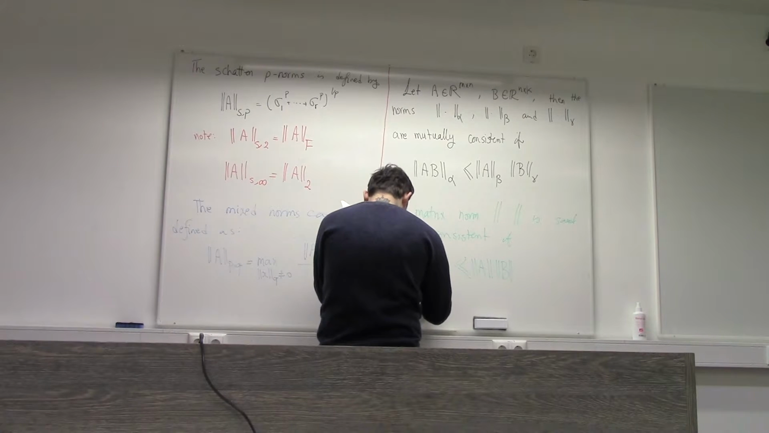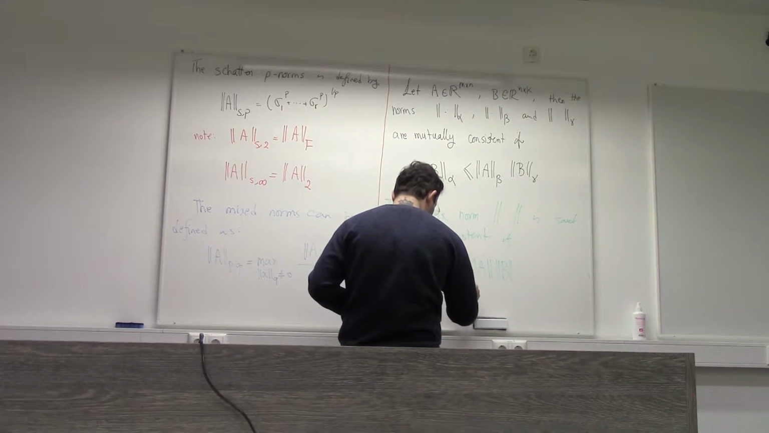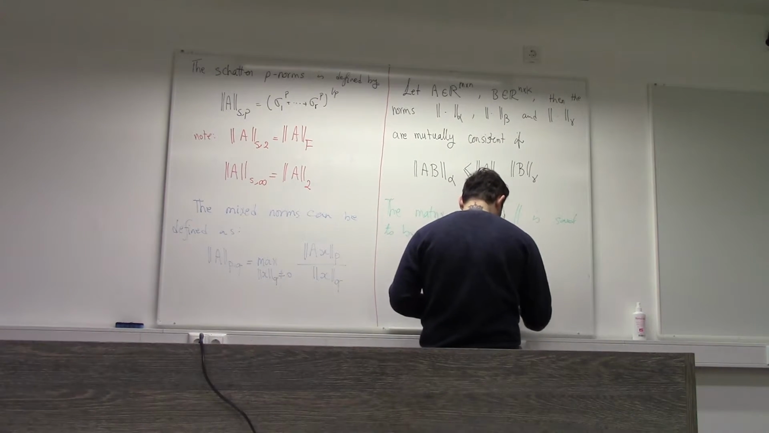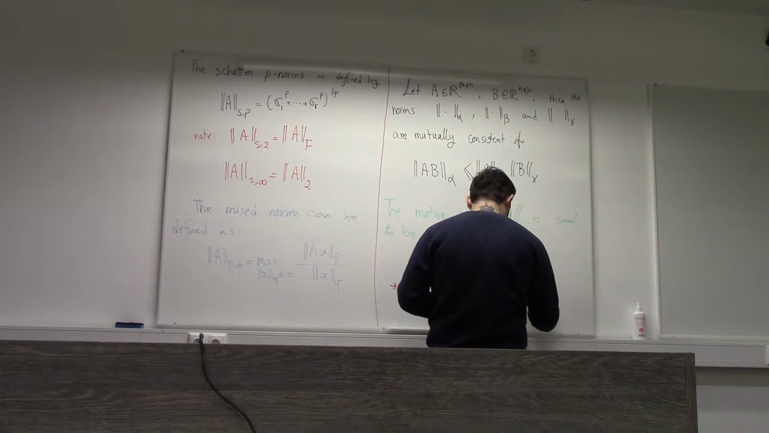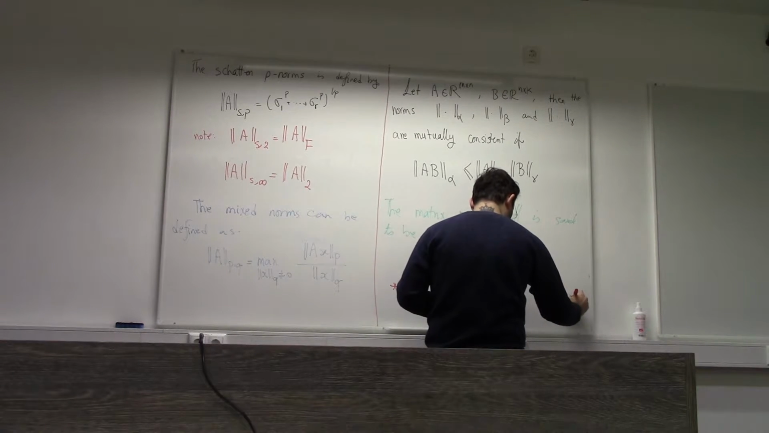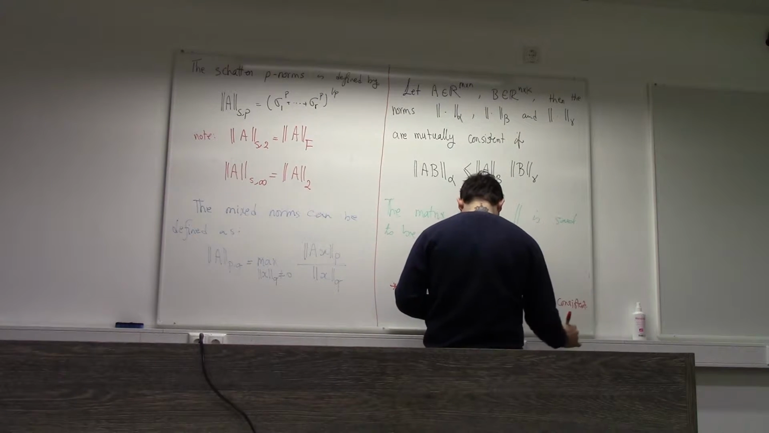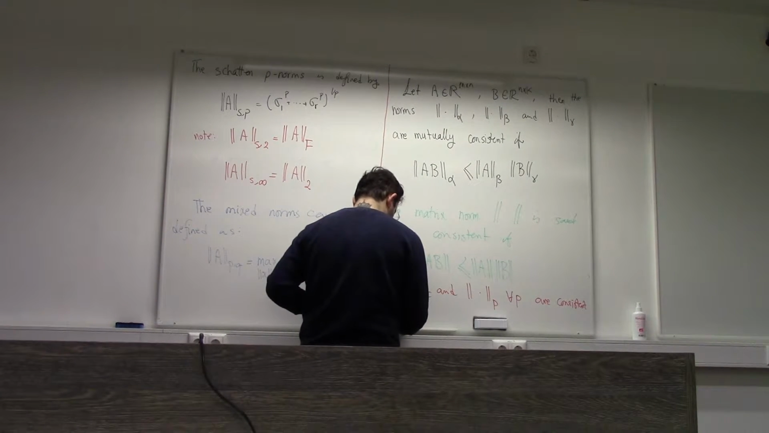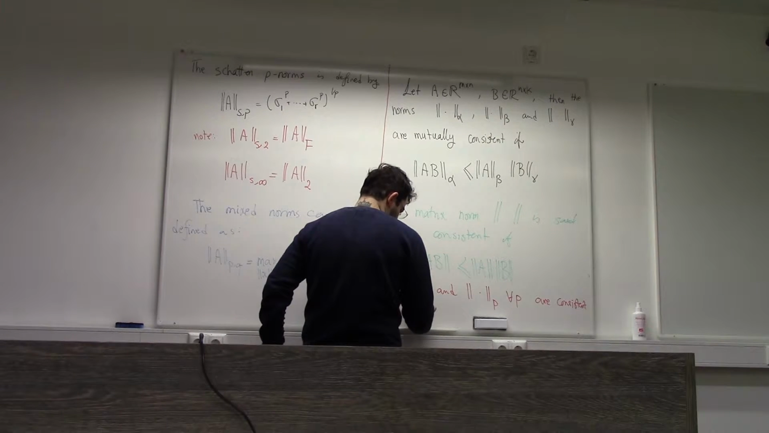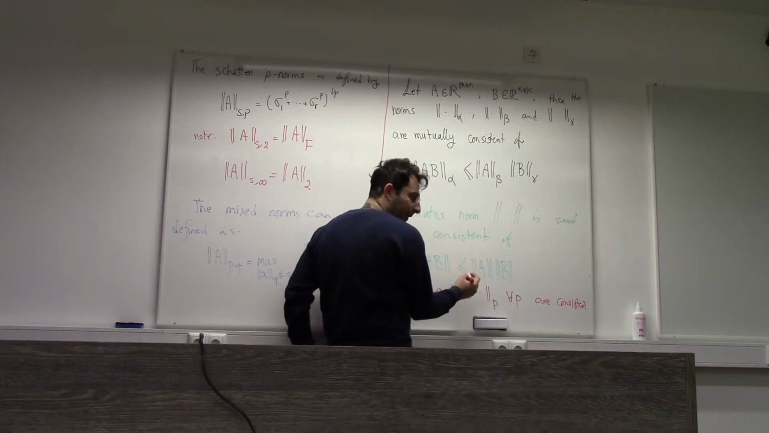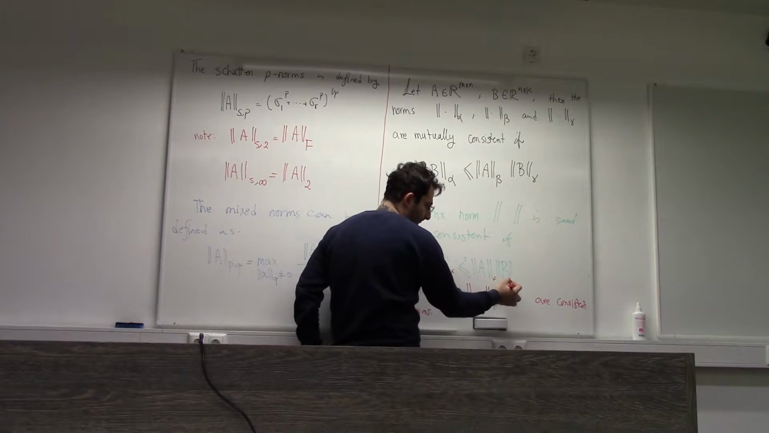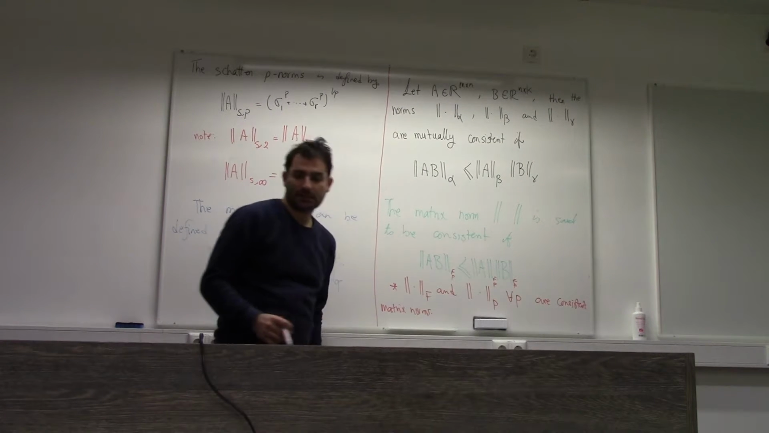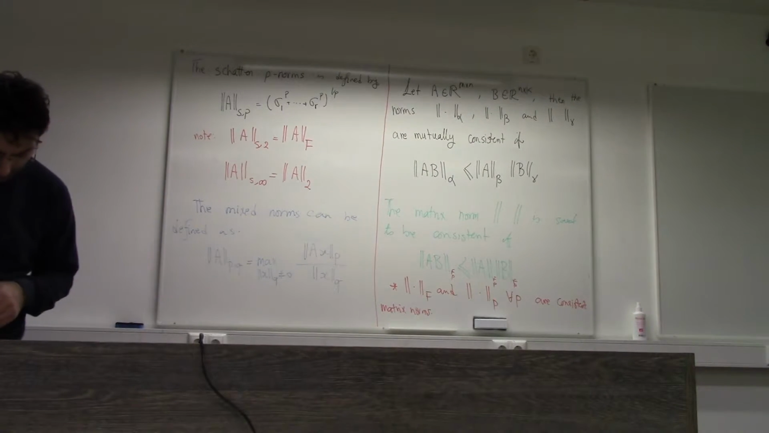The Frobenius norm and the P norm for all the P's are consistent matrix norms. So here if I have F or P, this operation is valid.